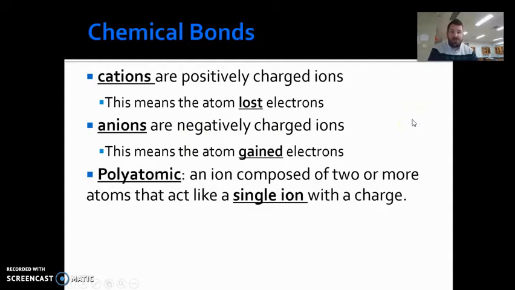All right, now this is going to be a term that you must know, so I would probably put a star next to it. Polyatomic. So a polyatomic ion is composed of two or more atoms that act like one single ion with one charge.